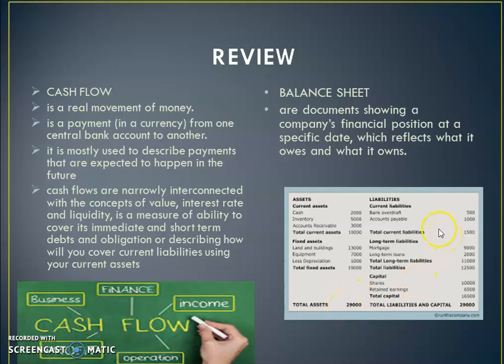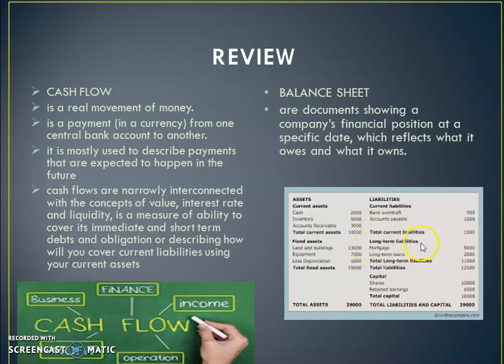For liabilities, we have examples here. We have current liabilities, for example, bank overdraft. This one is, for example, the customers withdrawn over the maintaining balance. That's overdraft. And also accounts payable that you need to pay. The company has to pay. So that is accounts payable. And here the total current liabilities.